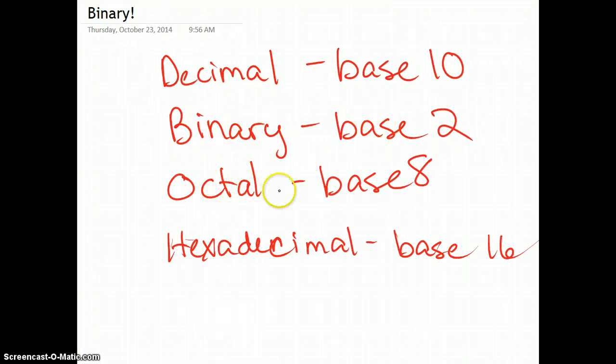Binary is base 2. Octal is base 8. And hexadecimal is base 16, because hex is 6 and decimal is 10, so base 16. Octal and hexadecimal we're going to focus more on in part 2. Today we're mostly going to focus on decimal and binary. And the reason we use binary is because it switches. It's on, off, yes, no, and it's kind of how computers operate within themselves.